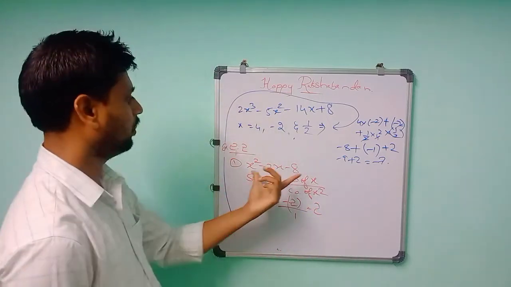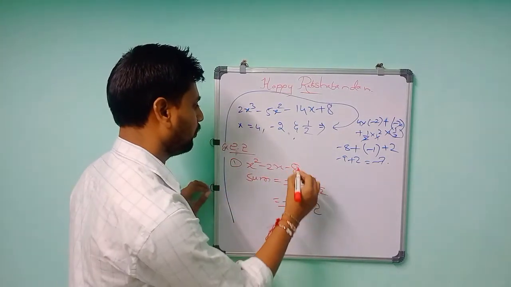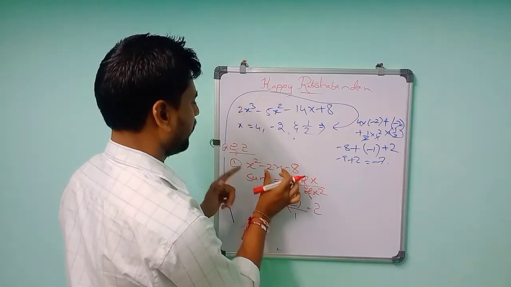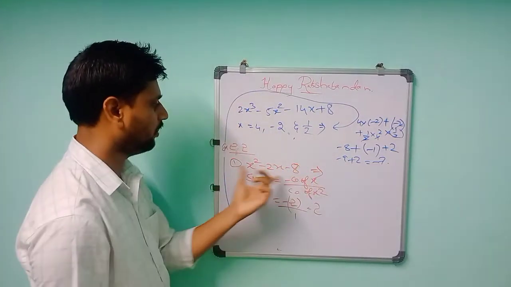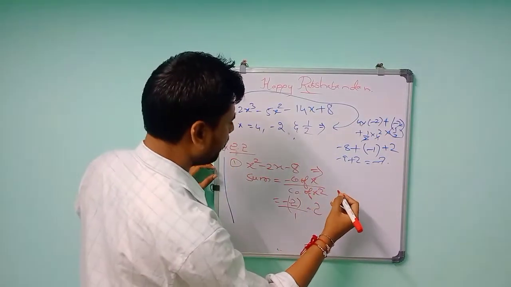If you take this, you can split it. First you can split the numbers; the middle number you have to split. So 8 into 1 is 8. To make 8, we can take 2 and 4.